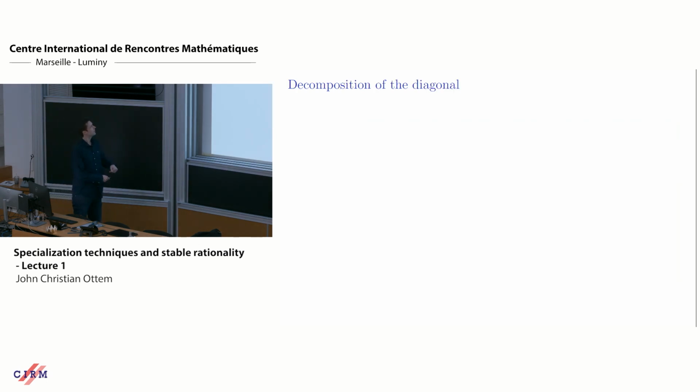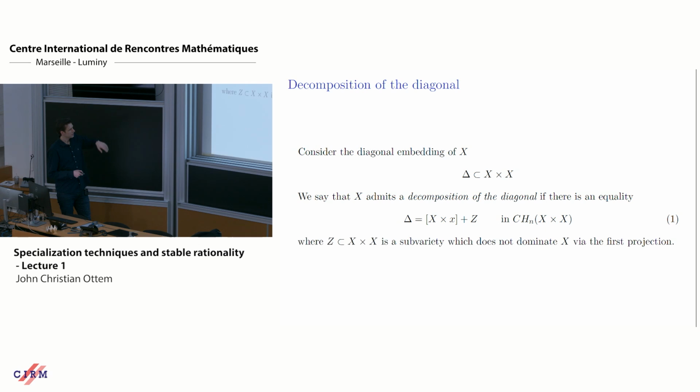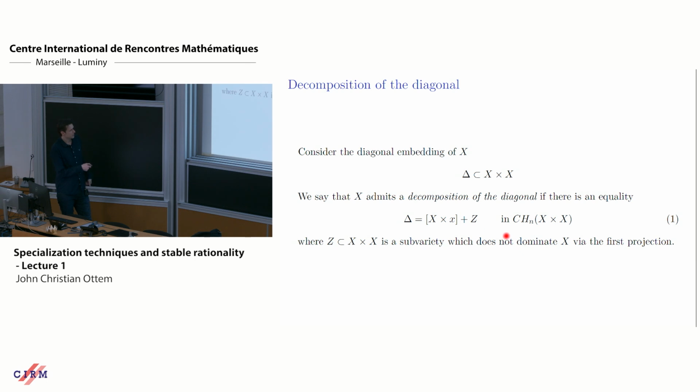Let me say a little bit more about the decomposition of the diagonal. So what is this? Well, you take the diagonal inside the self-product, X cross X. And we say that X admits the decomposition of the diagonal if you can decompose the cycle, the diagonal, as some sort of fiber, and then some cycle which does not dominate X with the first projection.